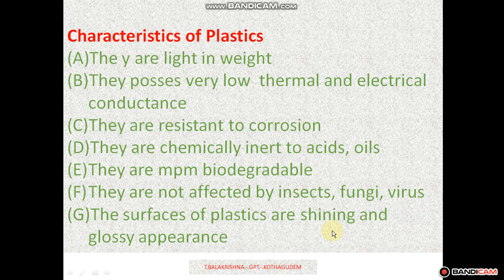Plastics are soft and weak compared to metals. A very important disadvantage is that they are non-biodegradable. Plastics are non-biodegradable. Wood and metals are biodegradable. Wood is biodegraded by insects and fungi attacking it, and metal is degraded by the corrosion mechanism.